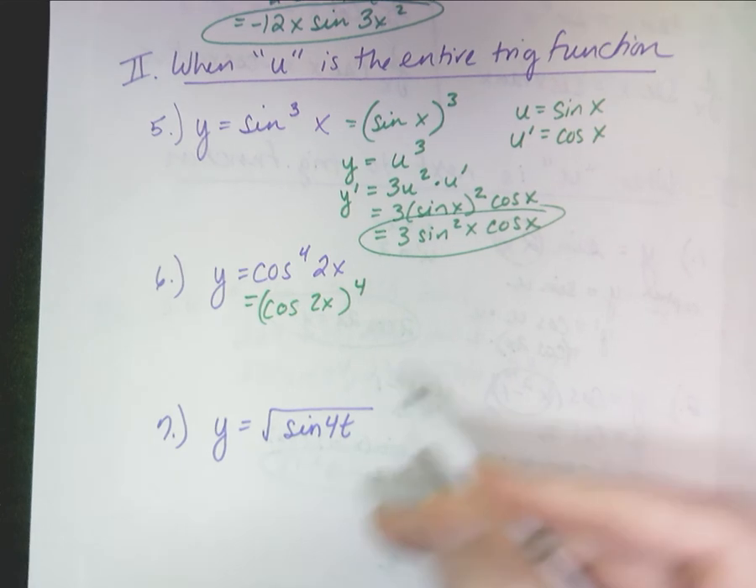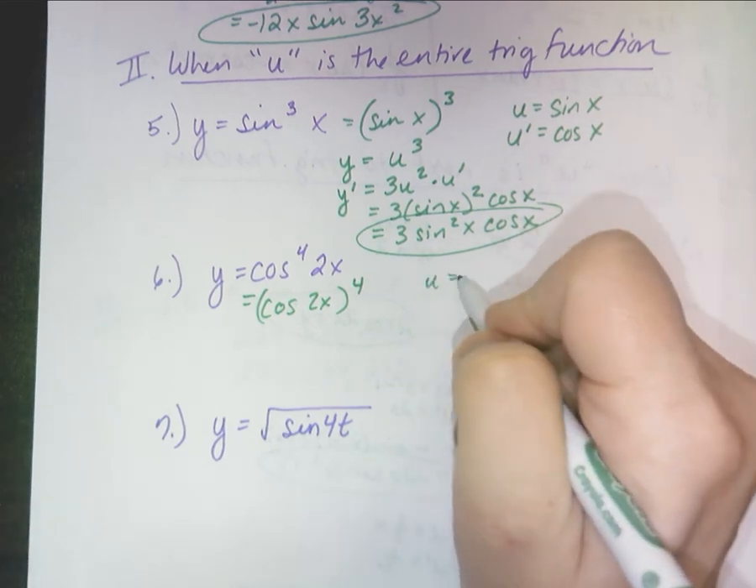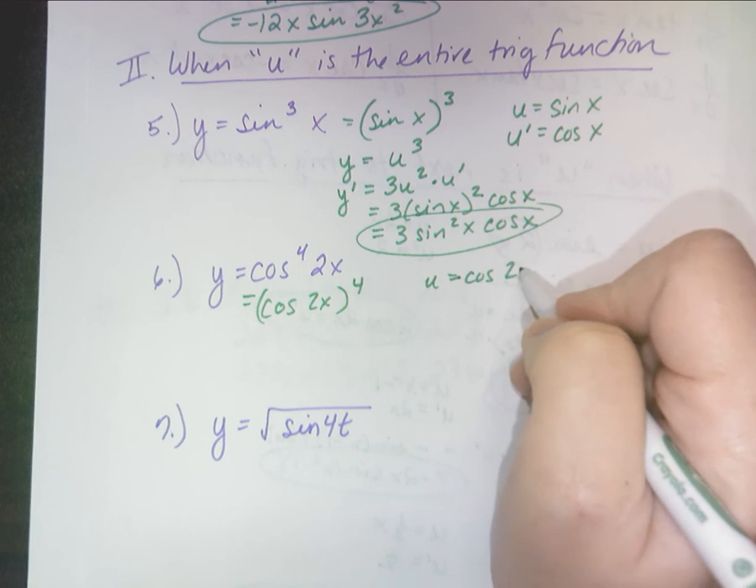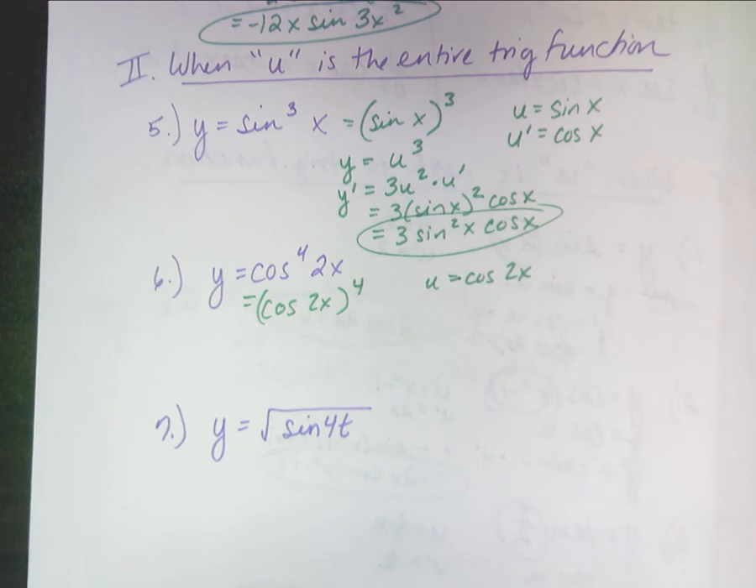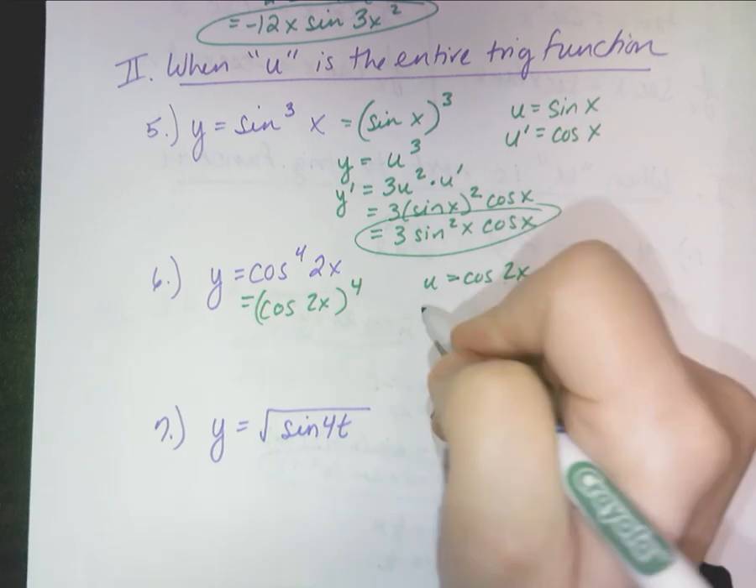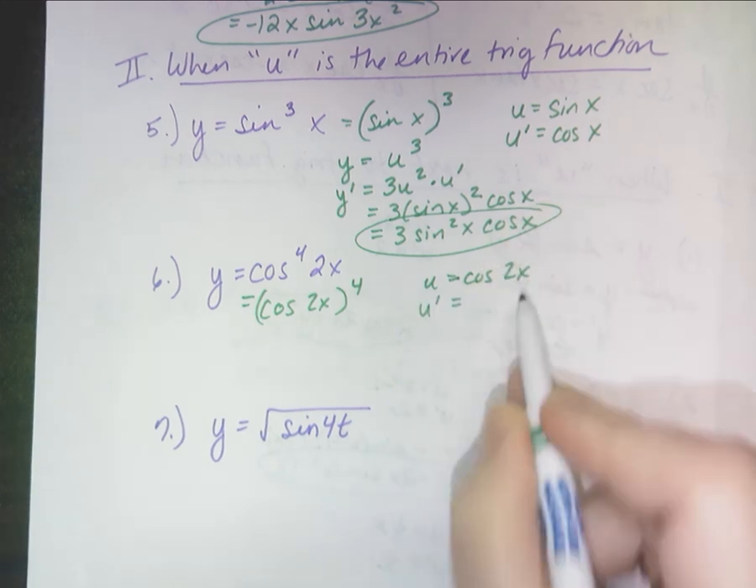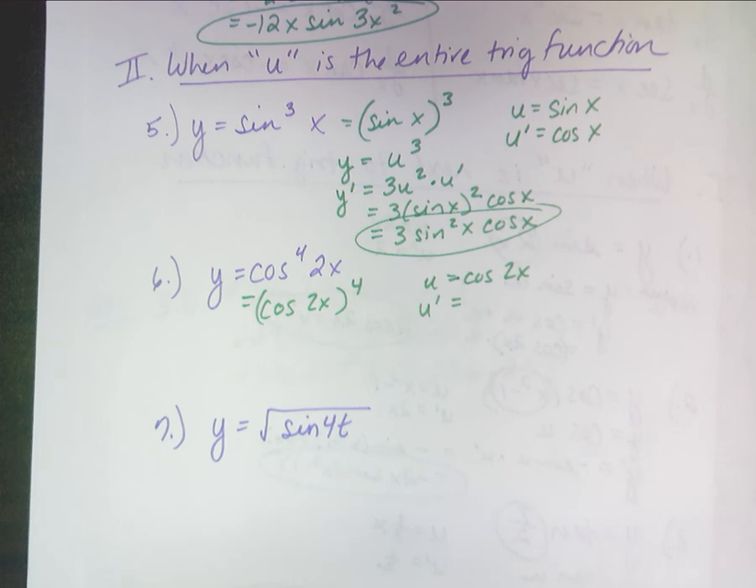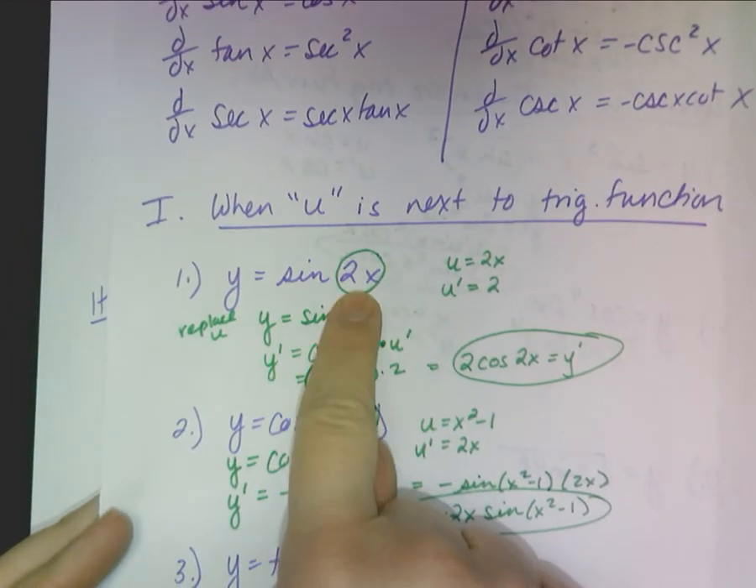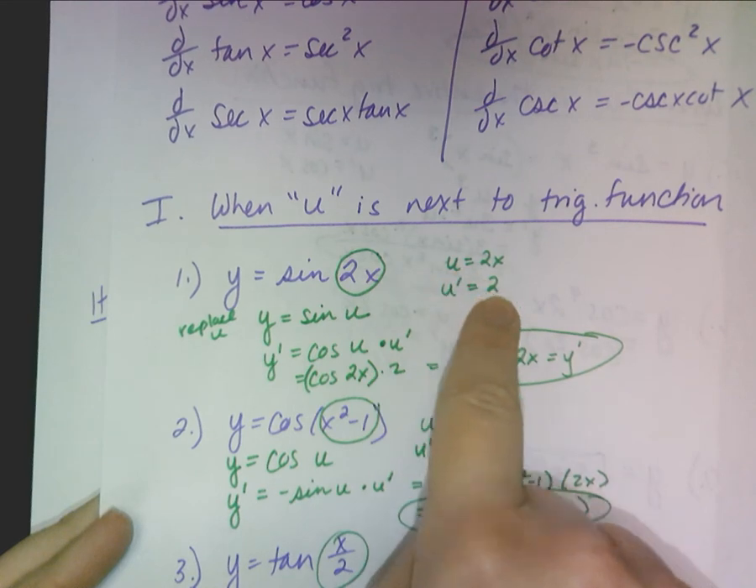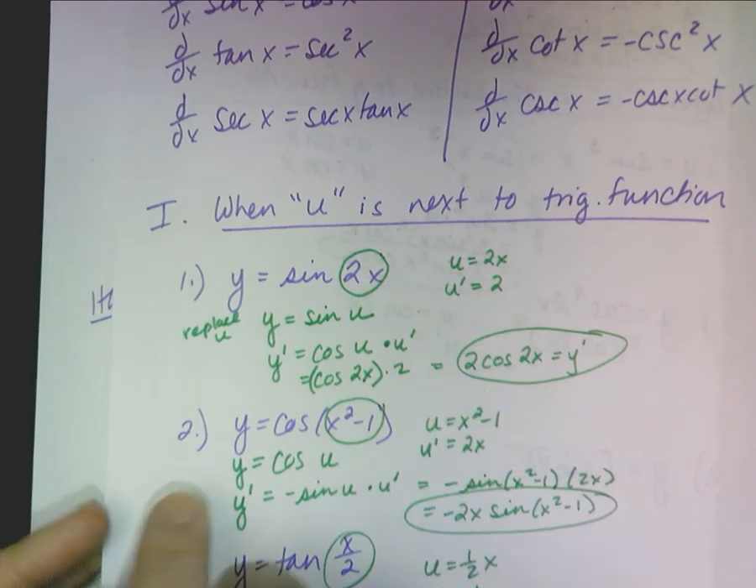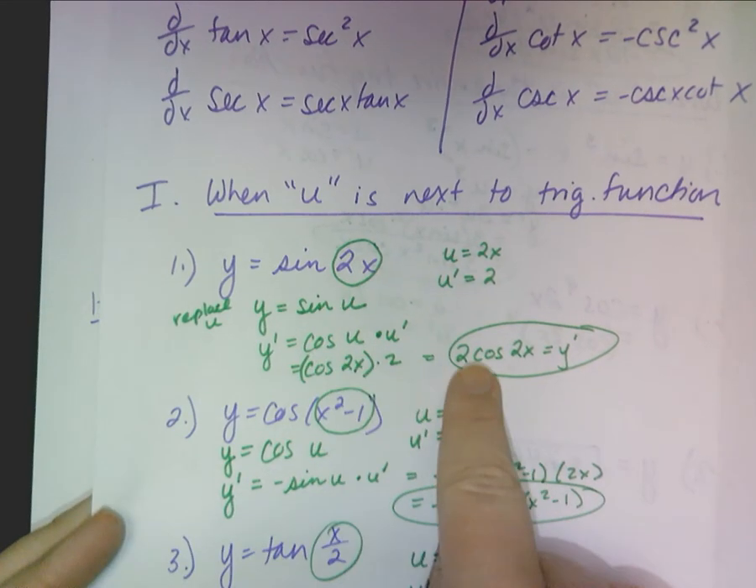So my u is cosine 2x. Uh-oh, be careful here. There's a u within a u. Do you notice that? What would the derivative of this be? Well, we just did something similar to that on the other side. Sine 2x. Remember? We had to take a derivative of a derivative. The sine 2x became 2 cosine 2x.